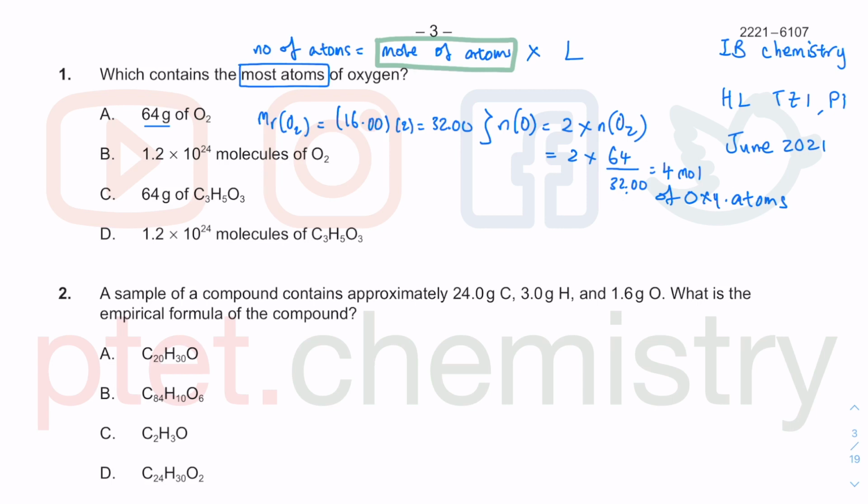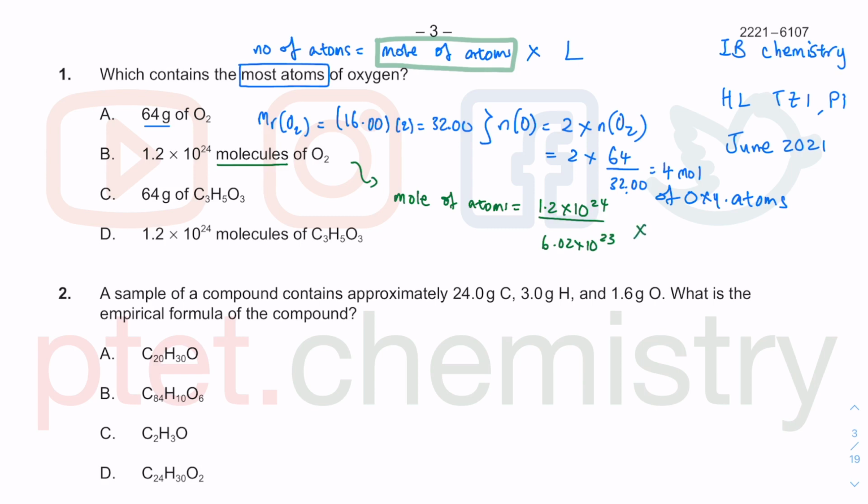All right, let's go through the other options. So what do we have here? We are given the molecules of O2. So if we are given the number of particles, in order to work out the mole of the atoms, we are just going to have 2 times the mole of molecules. If we want in terms of mole, we can work this out in terms of the number of mole of the molecule, using 6.02 times 10 to the 23 Avogadro constant. So 1.2 times 10 to the 24 molecules divided by 6.02 times 10 to the 23 molecules in 1 mole.